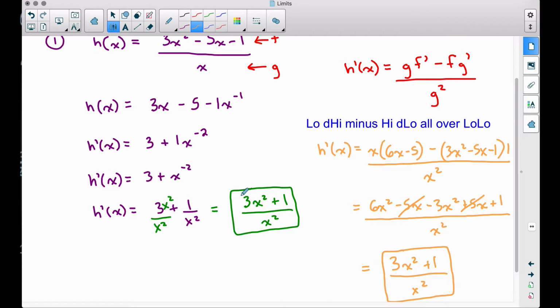Now, again, it may not have looked like this had we not gone through these extra steps of getting common denominators, but I did want to do that because I wanted to show you we would get the exact same answer using what we call the quotient rule.